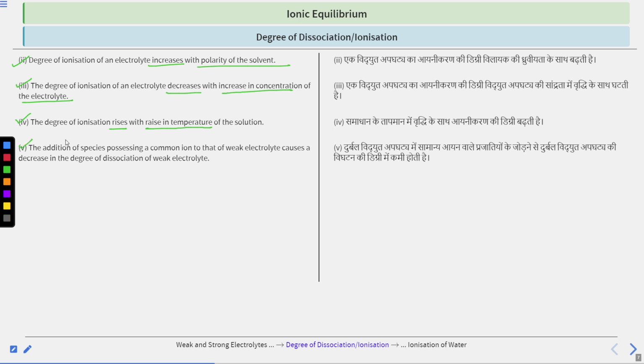Fifth factor: the addition of a species possessing a common ion to that of a weak electrolyte causes a decrease in the degree of dissociation of the weak electrolyte. So if we add any common ion to a weak electrolyte, it will decrease the degree of dissociation of that weak electrolyte. These are some factors which influence the degree of ionization or dissociation in a solution.